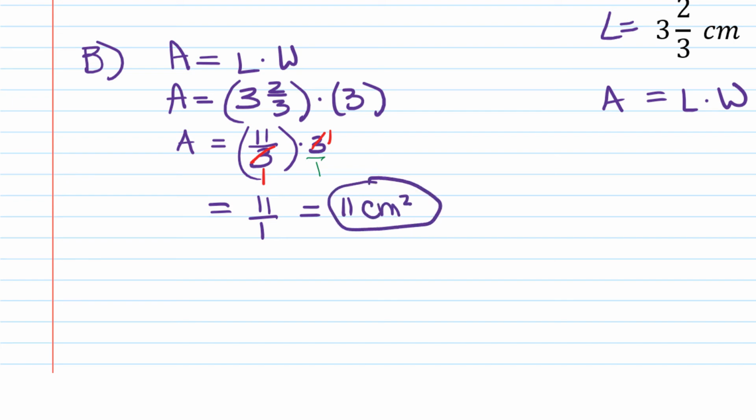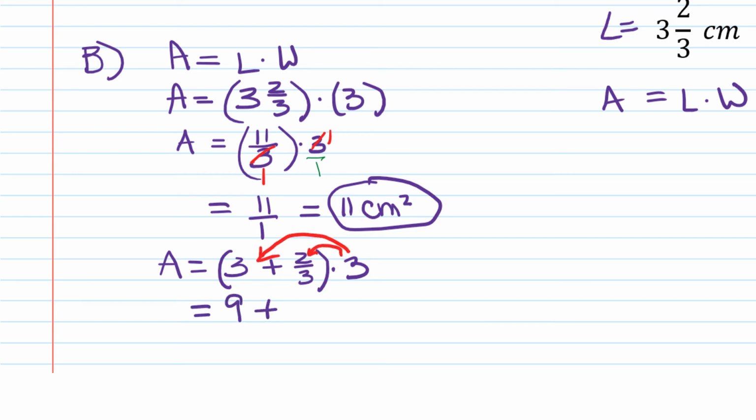All right, another approach is you can think of 3 2/3 as 3 plus 2/3. And you're multiplying that times 3, so you can distribute the 3 to each part. So multiplying 3 times 3, we get 9, and then we have 2/3 times 3, but think of it as 3 over 1. Again, here, 3 goes into 3 one time, so we can reduce before we do our multiplication. We're just going to get 9 plus 2, which again is 11 square centimeters.